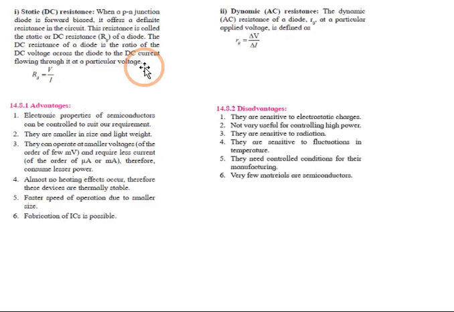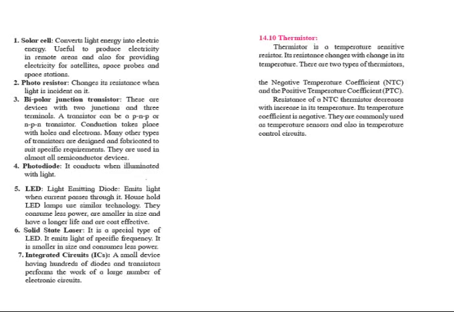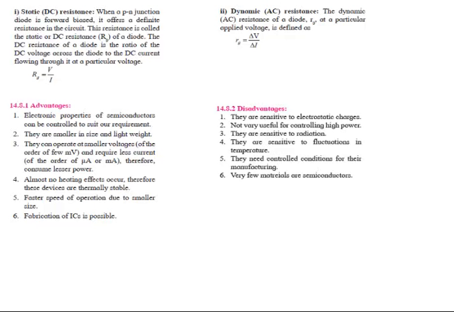And what is dynamic resistance? It is, at a particular applied voltage, delta V upon delta I. It means the change in voltage to the change in current value. So this is all about the PN junction diode, its characteristics, its types, that is forward bias, reverse bias, the VI characteristic curve, with two types of resistances of the diode due to this nature. Now there are a few applications, advantages and disadvantages also.